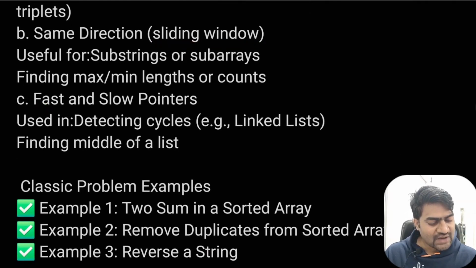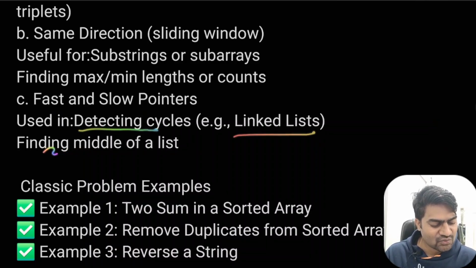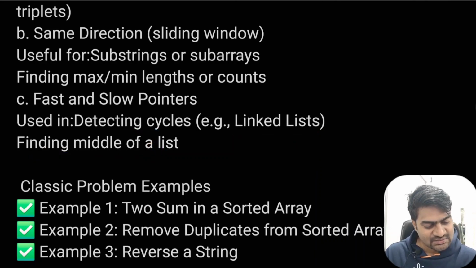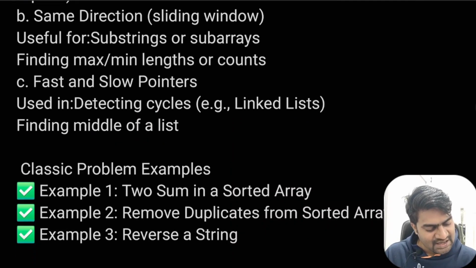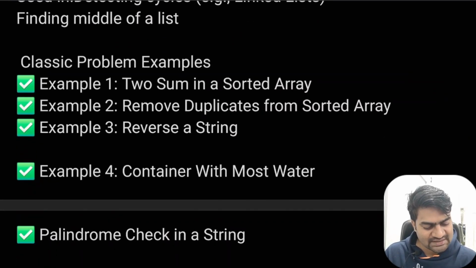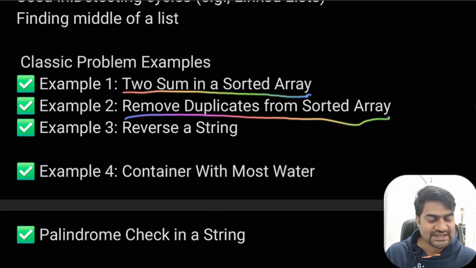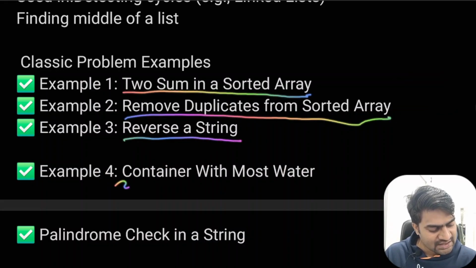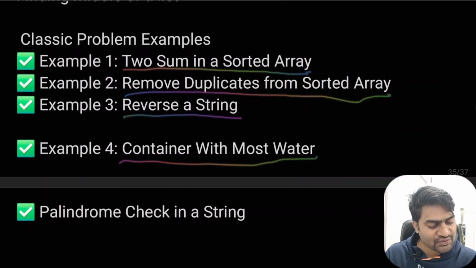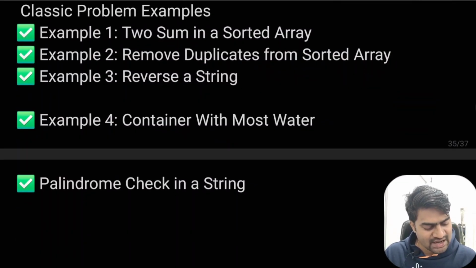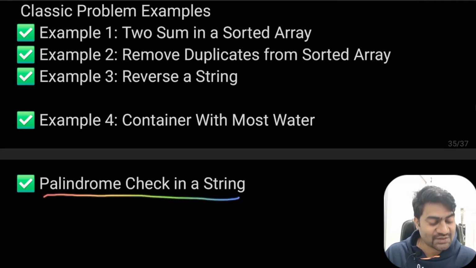Next one is the fast and slow pointers. This is very useful in linked lists, basically to detect cycles or to find the middle of the list. So these are a few of the variants that we have. And if you see, we have these classic problem examples. One is the two-sum in a sorted array, which I have already mentioned. Another is remove duplicates from a sorted array. We will see that later. Reverse a string and container with most water. So these are a few famous problems that use the two-pointer technique. And the other one which we should not forget is the palindrome check.